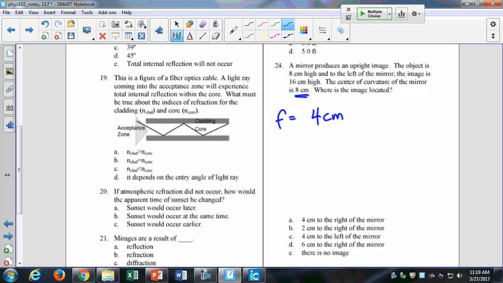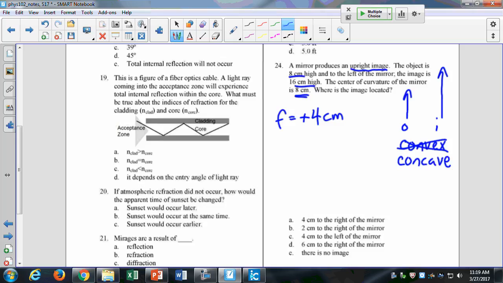But then it says it produces an upright image. That means it could either be convex or concave, but the object is 8 centimeters high. This is the object. And the image is 16 centimeters high. So this is the image. I know it can't be convex, because convex mirrors produce images that are smaller, like the security mirror. So I know it has to be a concave mirror.